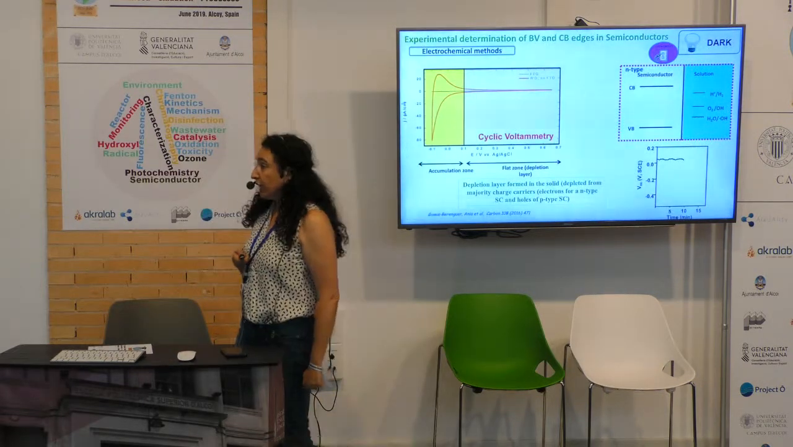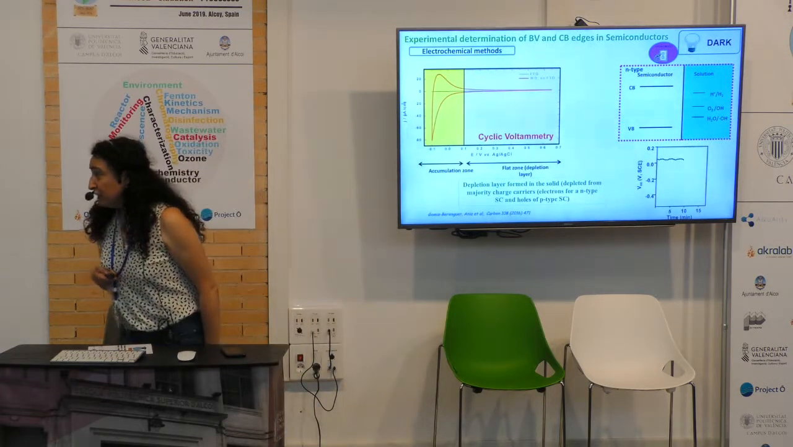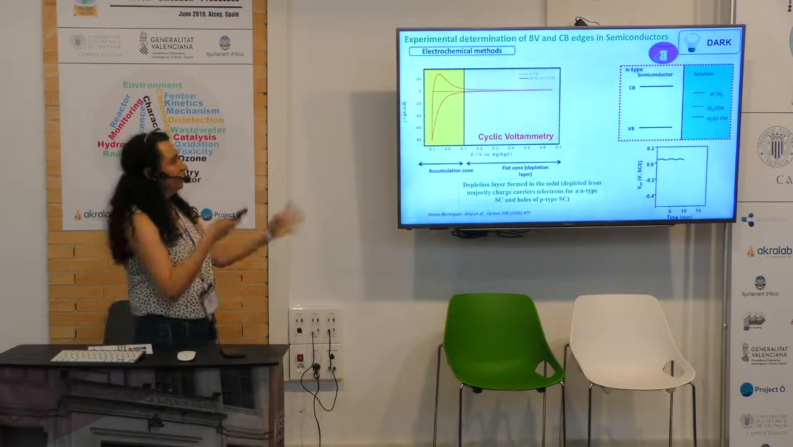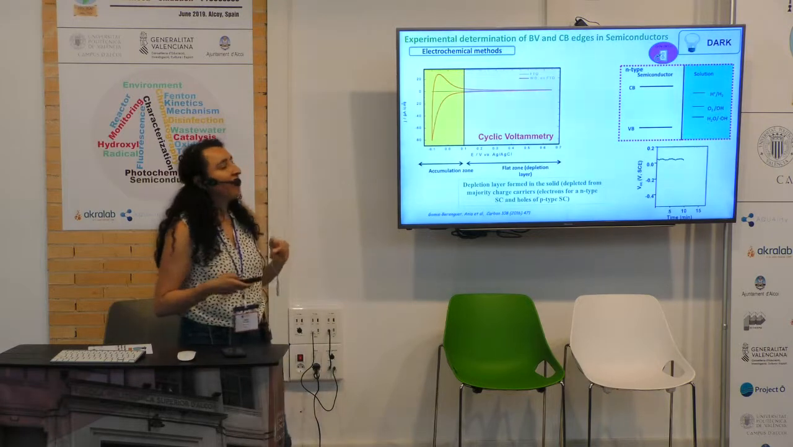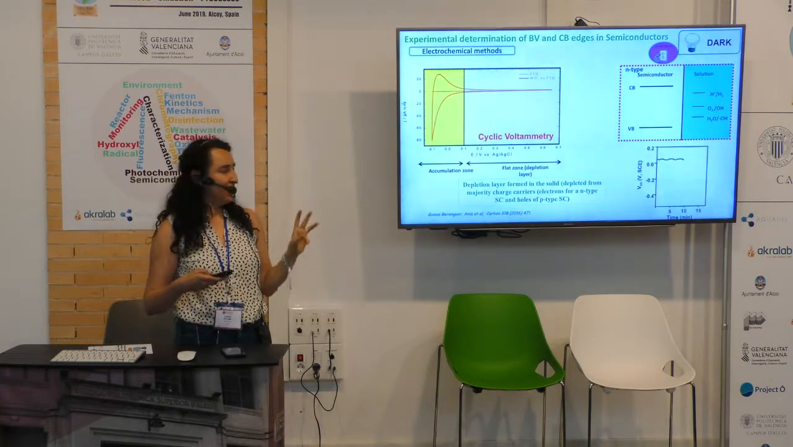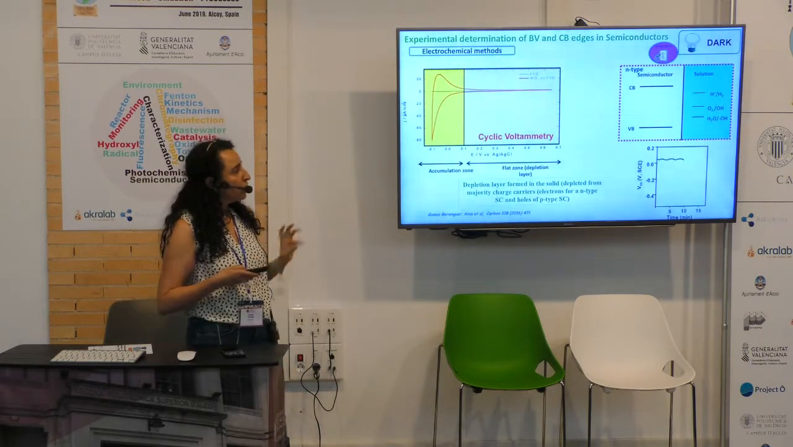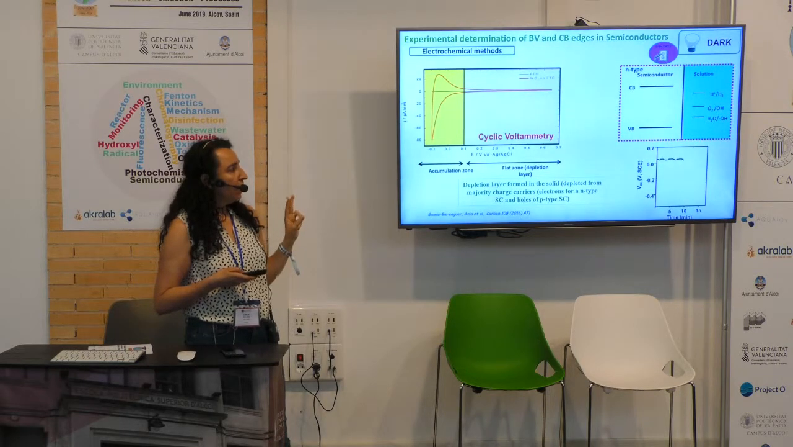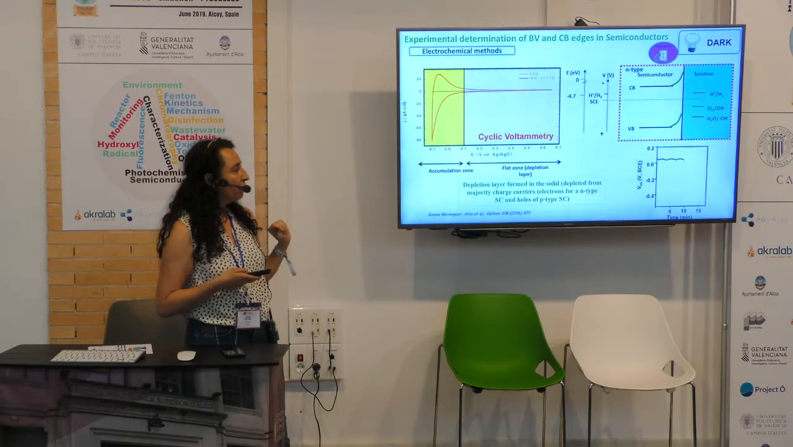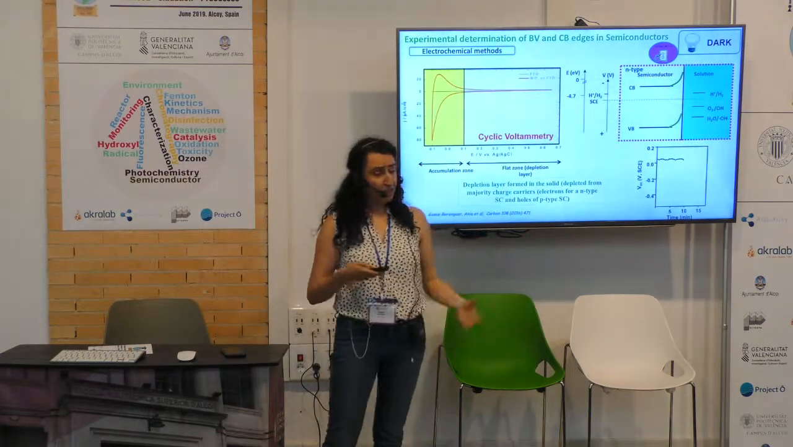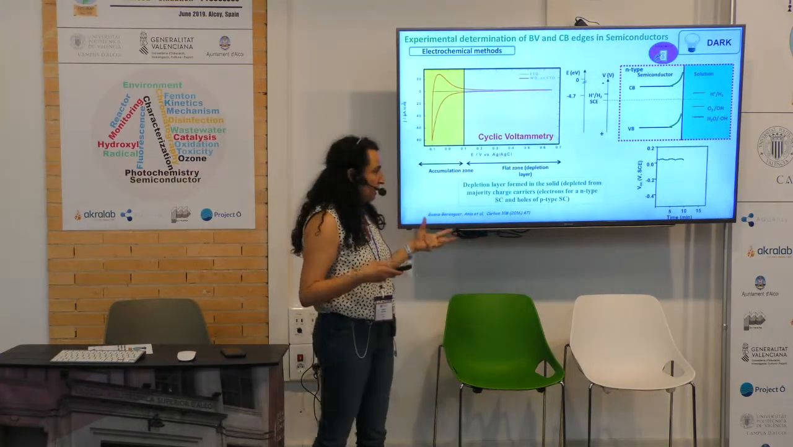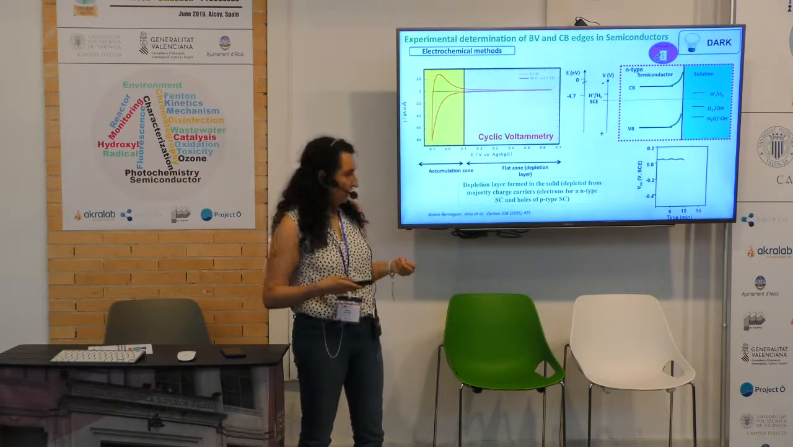Another, do I have some more time? No? Okay. So another interesting technique that you can apply is electrochemical methods. Why? Because when you expose a catalyst in a solution, you have the formation of this depletion layer, which you can see in here. You have a potential that is created in the material. So you can actually measure this potential.